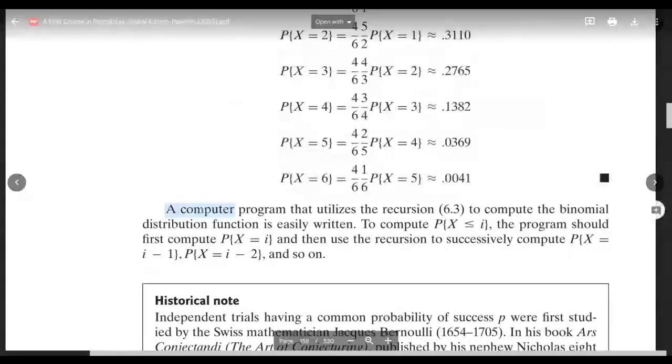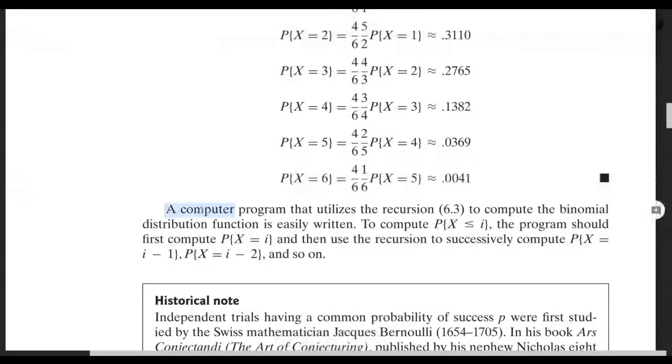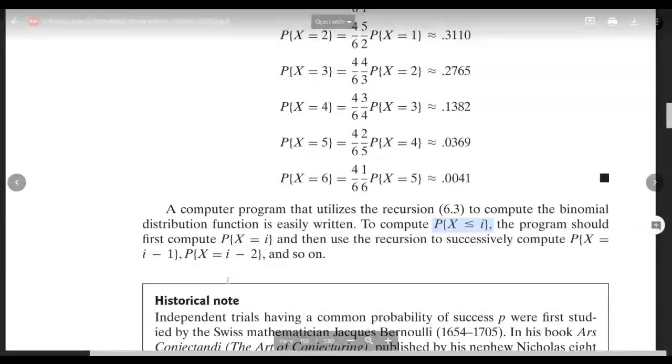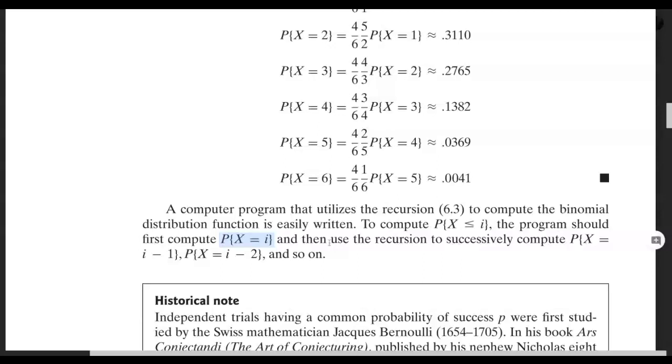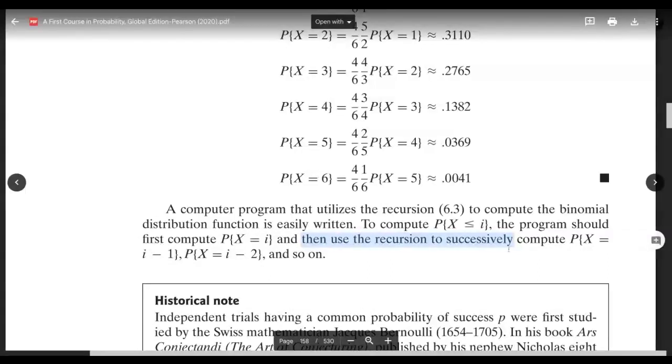A computer program that utilizes the recursion to compute the binomial distribution function is easily written. To compute the probability of X less than or equal to i, the program should first compute the probability of X equals i, then use the recursion to successively compute X equals i minus 1, i minus 2, and so on and so forth.